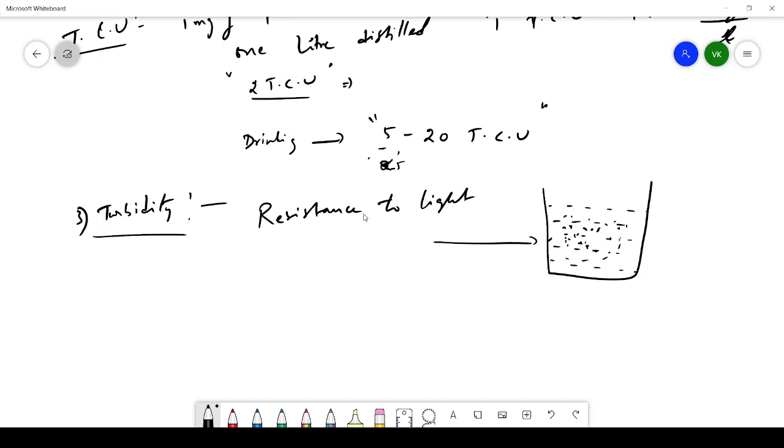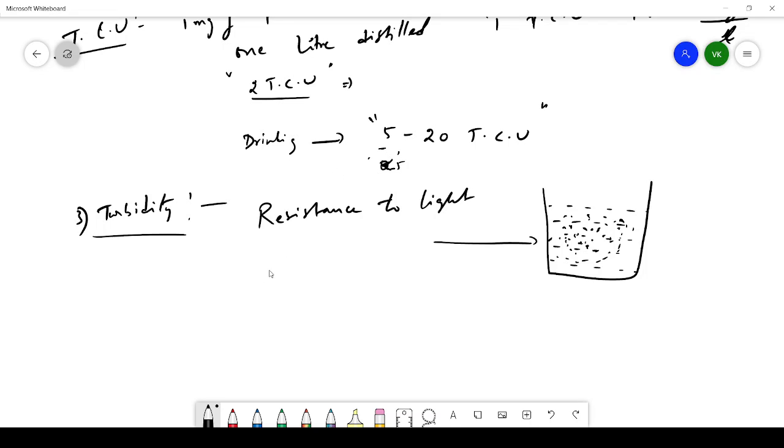If you have more turbidity, it means the resistance to the light is more. If you have more resistance to the light, it indicates there are a lot of impurities present in the water. So turbidity indirectly tells you the amount of impurities present in the water.